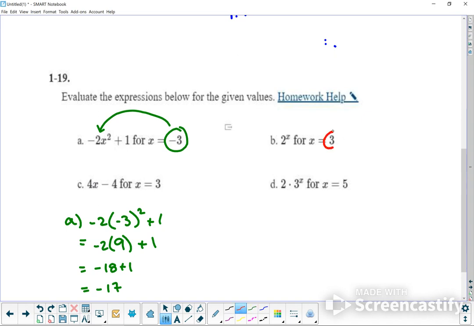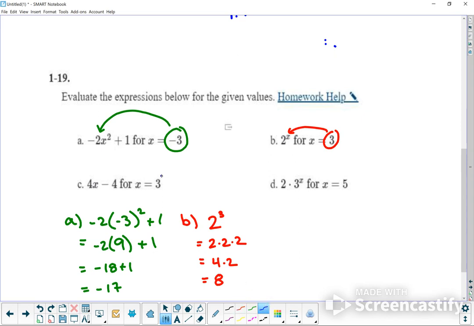So next one, you're going to put a 3. You're going to put it in right here. I'll work it on the side. B. So it's 2 to the third. So that's the same as 2 times 2 times 2. That's the same as 2 times 2 is 4 times 2. That's the answer, 8.